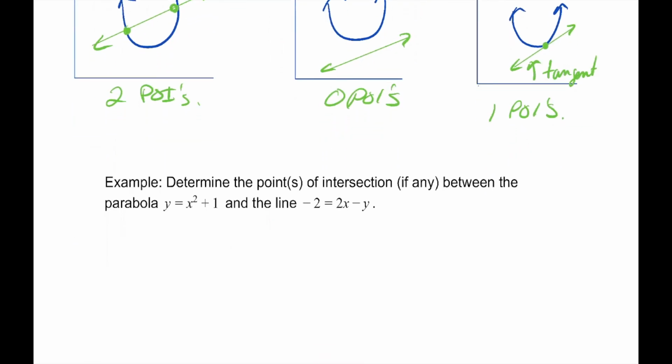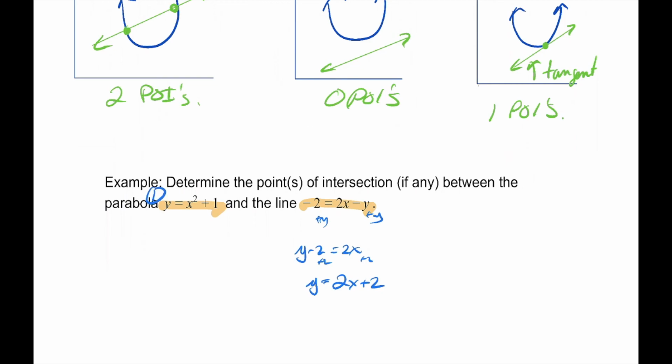So here we want to determine the points of intersection, if any, between this parabola, y equals x squared plus 1, and this line. I could tell it's a linear equation, even though it's not in y equals mx plus b form, because the exponent on the x is 1. So the first thing I really want to do is, well, for our first equation, a quadratic is already in y is equal to. In other words, y is isolated. I'm going to do the same thing for the linear equation. So in this case, I'm going to add y to both sides. So I can get y minus 2 is equal to 2x. And then I'm going to add 2 to both sides, so I get y is equal to 2x plus 2.